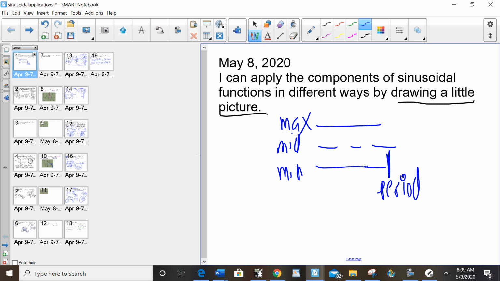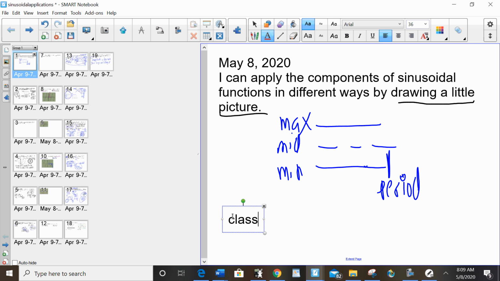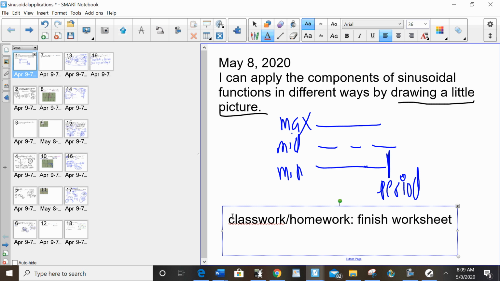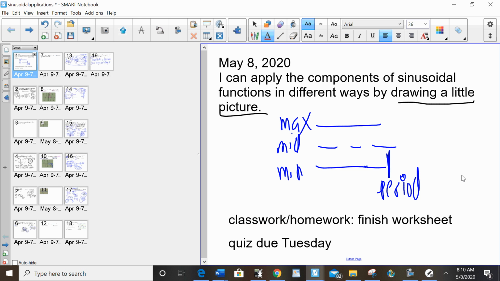So your classwork/homework is to finish the worksheet. We're going to have a quiz due. Well, this lesson is supposed to be for Friday and Monday, so we'll say the quiz is going to be due Tuesday. And on Tuesday, we're going to have a review, and then we're going to have our test next week. Any questions, reach out to me on Remind.